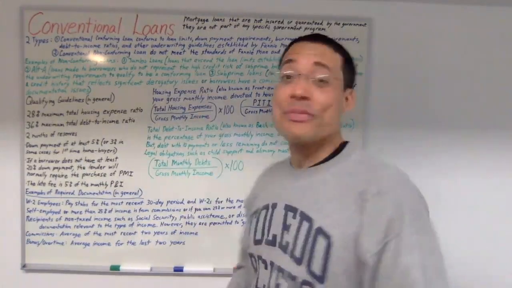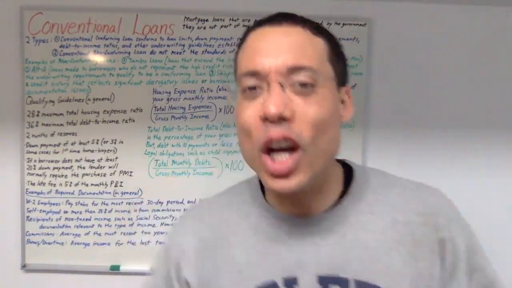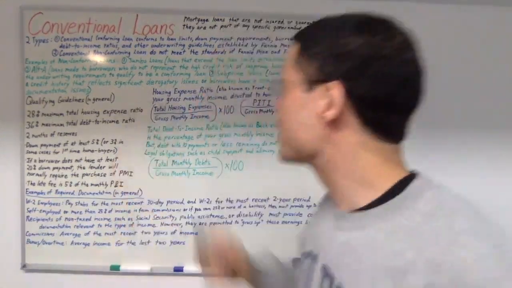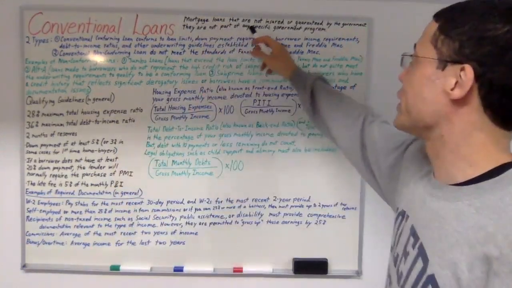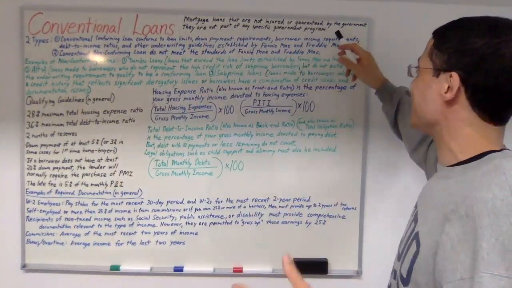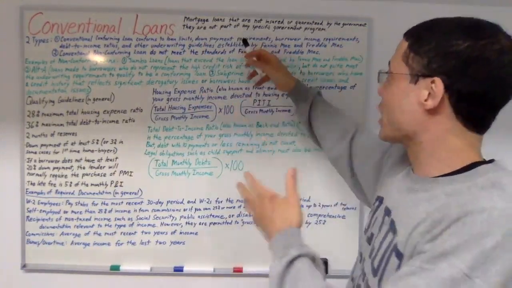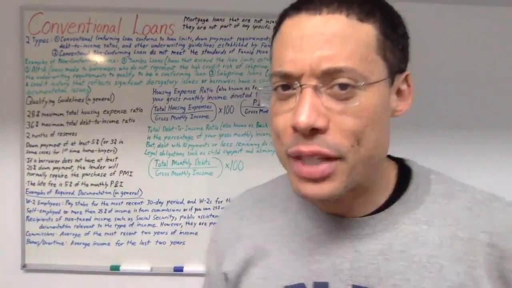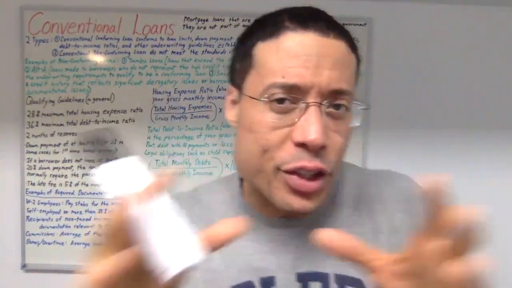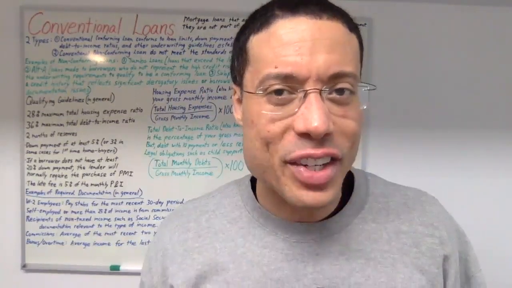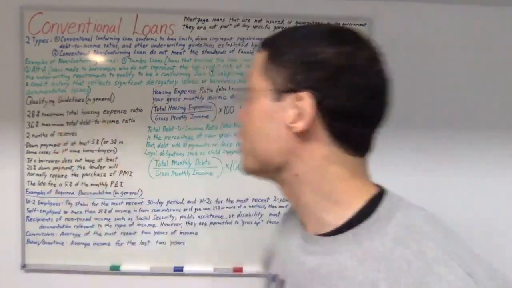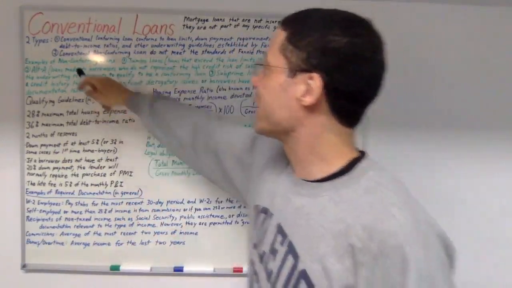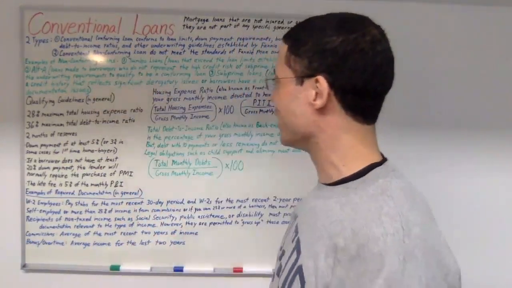On this board, we're talking about conventional loans. What are conventional loans? Conventional loans are mortgage loans that are not insured or guaranteed by the government. They are not part of any specific government program. There are two types of conventional loans. What are the two types? The two types of conventional loans are conventional conforming loans and conventional non-conforming loans.